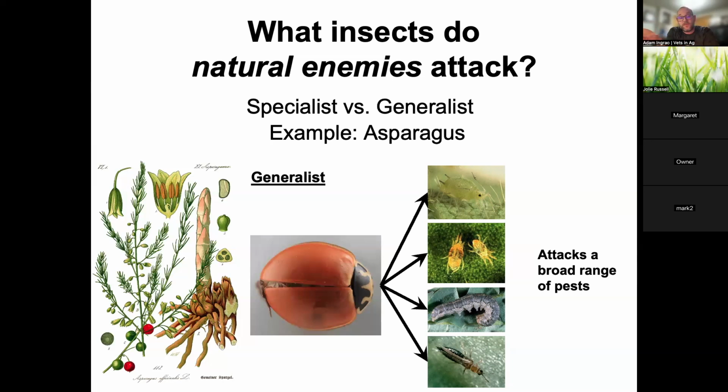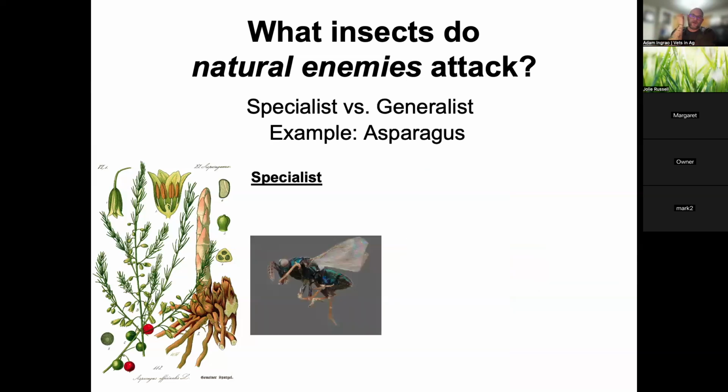So that might be something that you're looking for when you're thinking about employing these strategies in your own landscape: do I need something that's going to control a broad range of pests? Or do I need something to control a specific pest because I have something that is just really tearing apart my crops and I need a targeted approach to that? When we're talking about a targeted approach, that's when we're talking about specialists, something that feeds on maybe only one or two different things, very few different prey items.